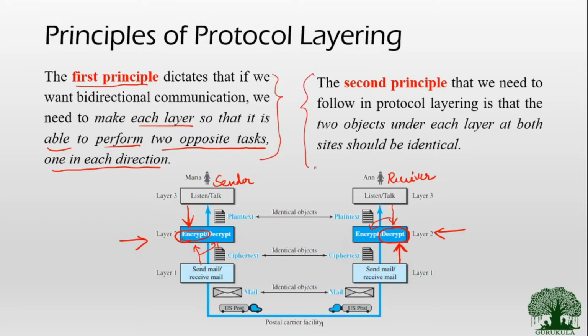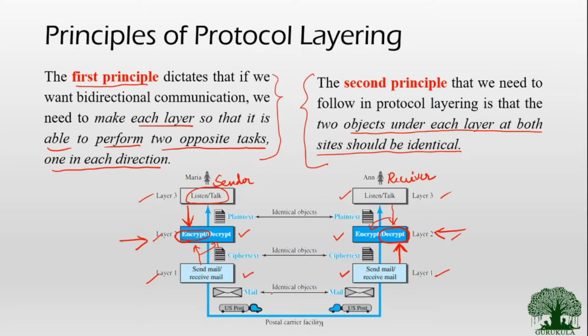Now getting to the second principle, it states that the two objects under each layer at both sides should be identical. So the layer that we have on the left hand side should be identical with the layer that we have on the right hand side. As you can see, layer 3 of the sender is listen and talk. Similarly, layer 3 on the receiver side is also listen and talk. The second layer at the sender side is encrypt and decrypt, and similarly the second layer at the receiver is encrypt and decrypt. Layer 1 at the sender side is send and receive email, and layer 1 at the receiver side is also send and receive email.